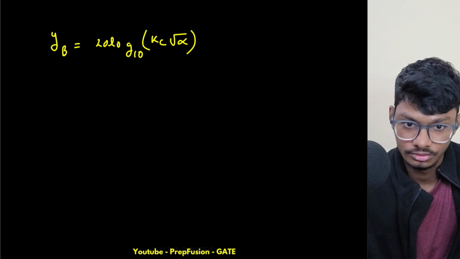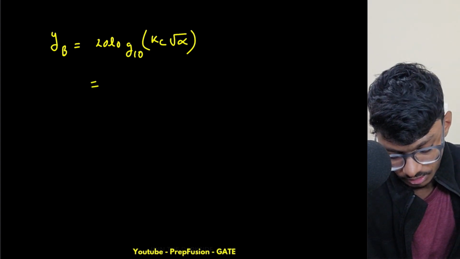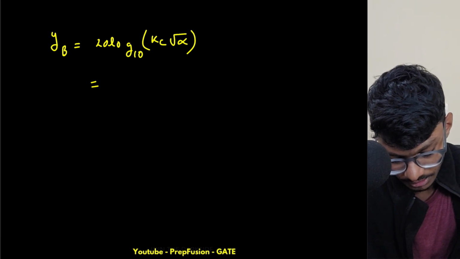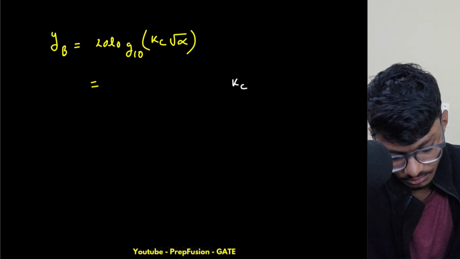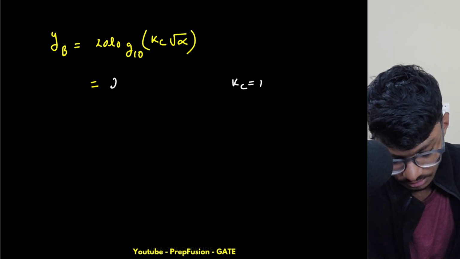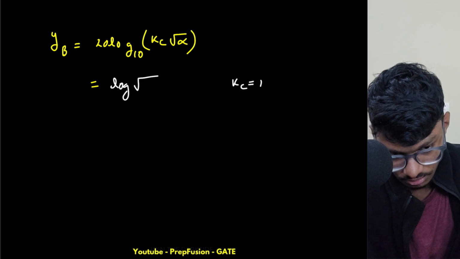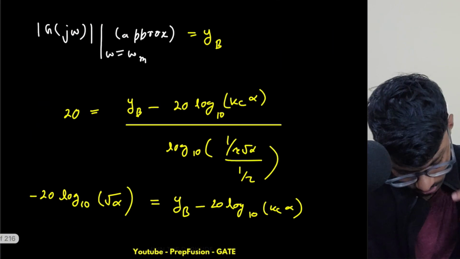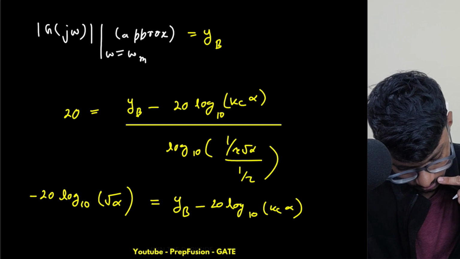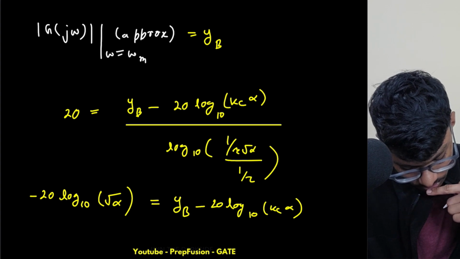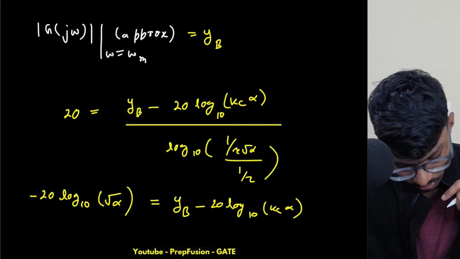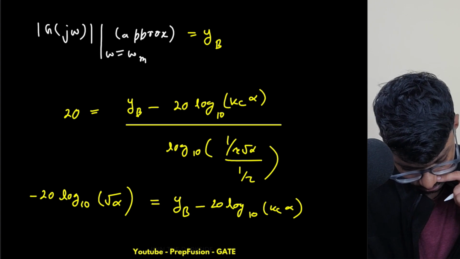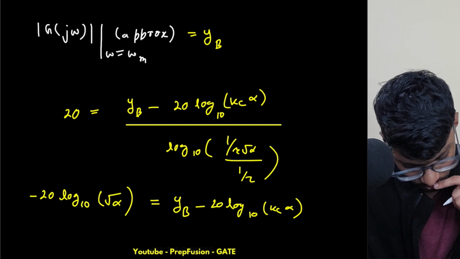Now if you want, we can write this as, if Kc equals 1, 20 log under root alpha. What other thing am I missing here? This is already minus, so that is fine. 20, plus, yeah, this will go there.